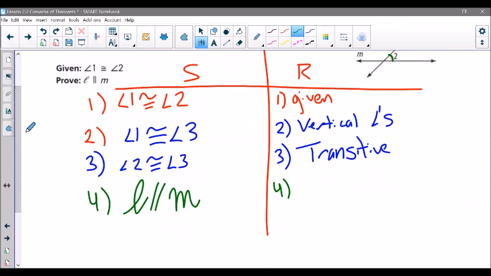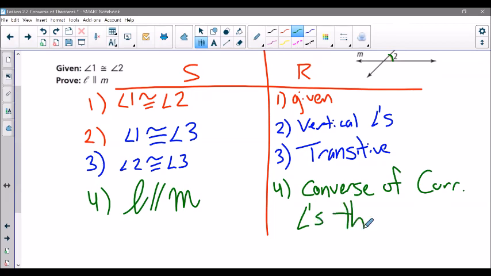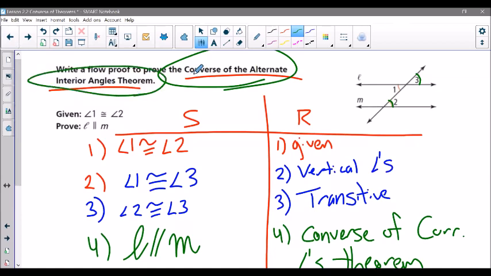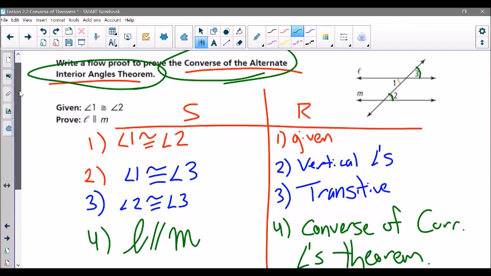So this would be the converse of corresponding angles theorem. All right, and there we have it. All right, so we just proved the converse of the alternate interior angles theorem. We proved this theorem without using any definitions of alternate interior angles.